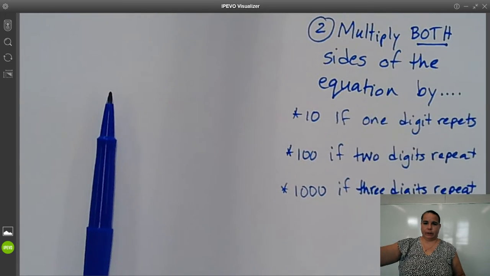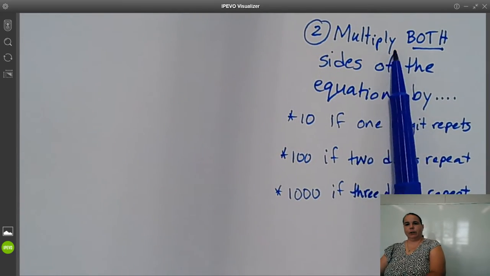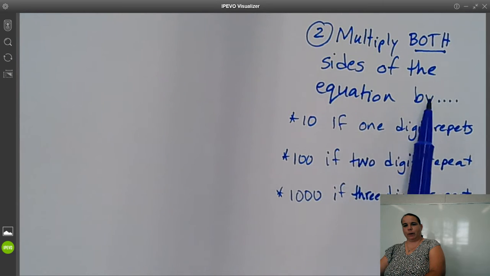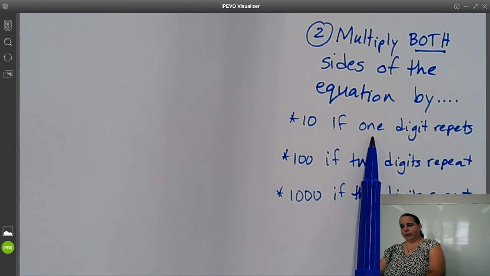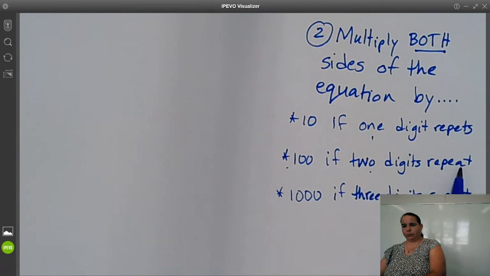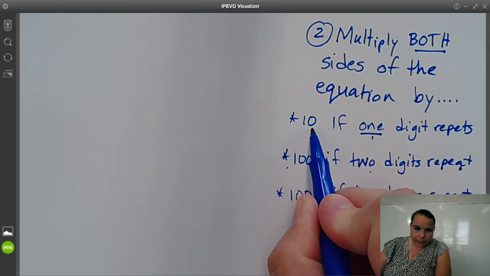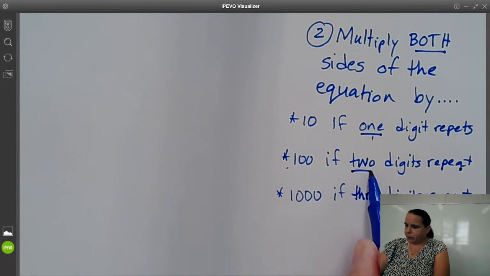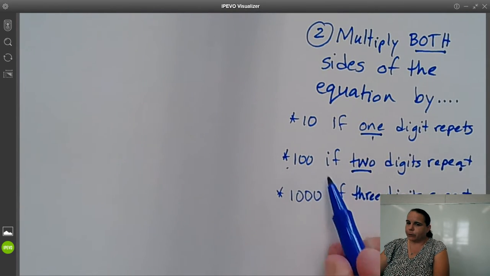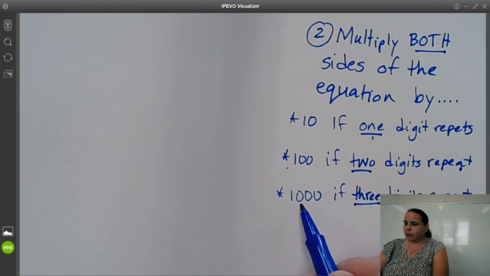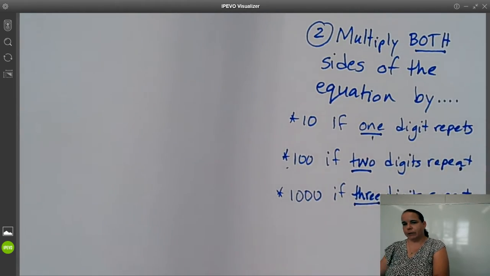Okay, so let's continue on. We're on step 2. We're going to multiply both sides of the equation by 10 if 1 digit repeats, 100 if 2 digits repeat, 1,000 if 3 digits repeat. Now notice, if 1 digit repeats, there's 1 zero. If 2 digits repeat, you're going to multiply by something with 2 zeros. 3 digits repeat, 3 zeros. So that's kind of how you can remember.